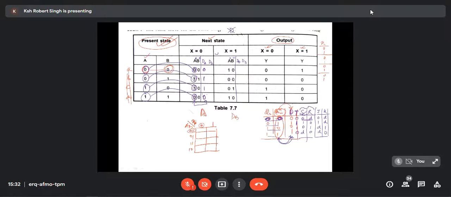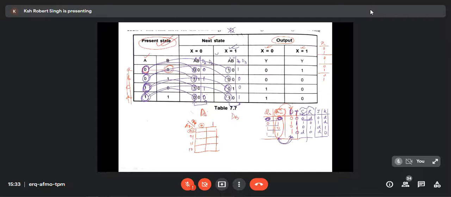Similarly here also, this is for X equal to 1. Same thing. A is my present, and my next A is this. My present is 0, my next is also 0. My present is 1, my next is 0. My present state is 1, my next state is 1. Is it okay? So for the D flip-flop, I can write simply 1, 0, 0, 1.